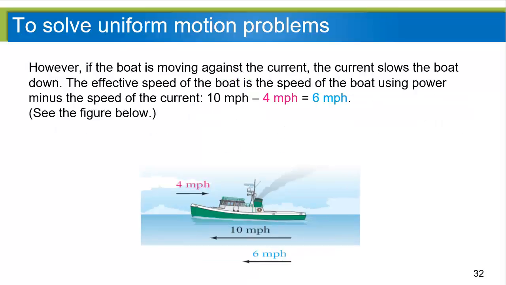But what if it's going against the current? In 1 hour, its engine pushes it forward by 10 miles, but the current pushes it backwards by 4, so you take the difference, 10 minus 4, and you get 6. So here's an instance where you've got two things kind of going at each other, right? We had the two planes flying towards each other, and we added. But here we've got two things coming towards each other. The current is going to the right, the boat's going to the left, and yet we don't add, right? In this case, we subtract.